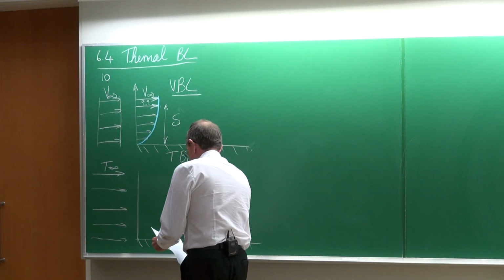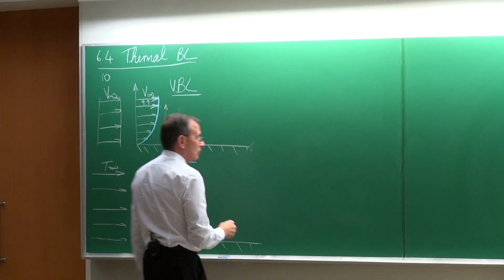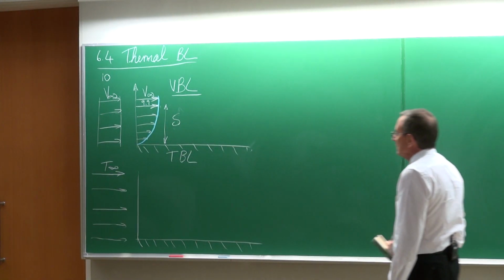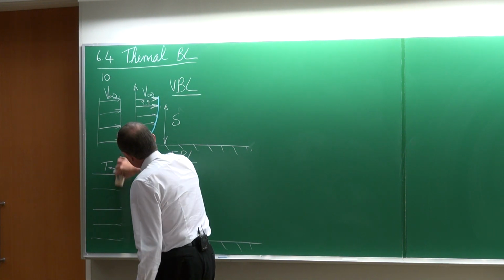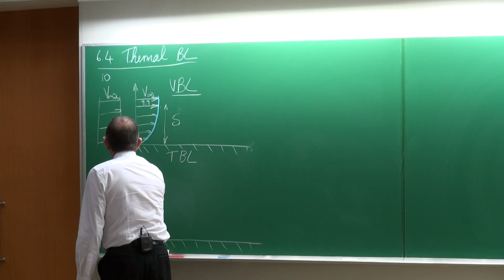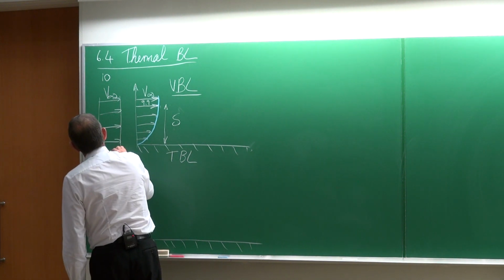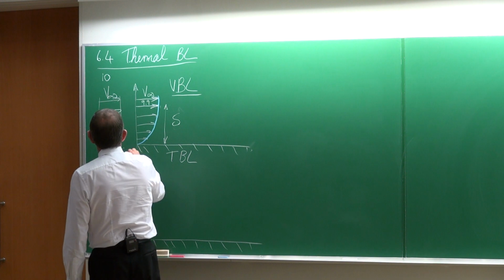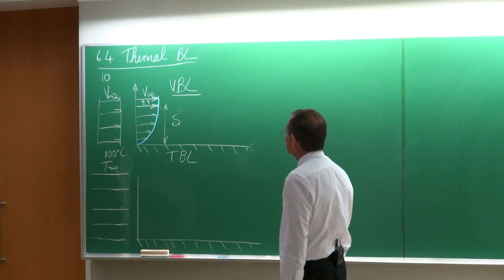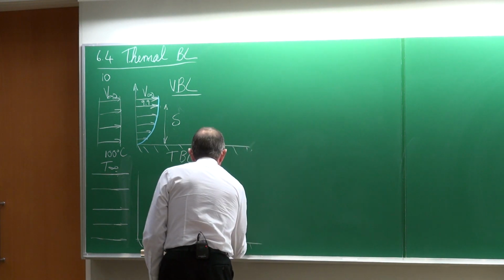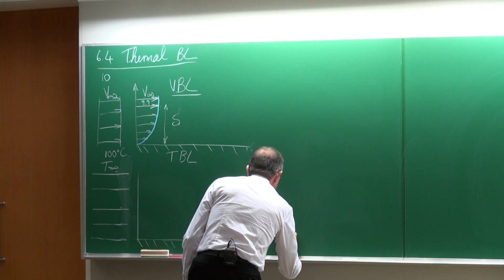What will happen now? Let's suppose that free stream temperature is 100. Well, I've already made an error here. This is not supposed to be arrows because temperature is not a vector. Okay, so let's draw that as lines of 100. Let's suppose that temperature is 100 degrees Celsius or 100 Kelvin or 100 degrees Fahrenheit, it doesn't matter. And this surface is being kept at a temperature of 20 degrees Celsius.